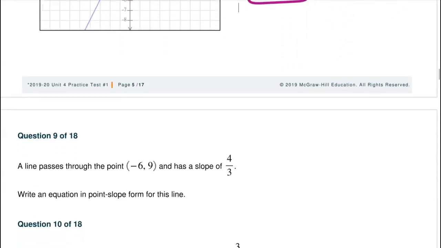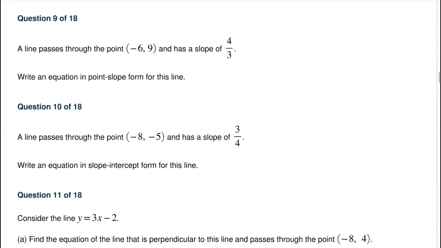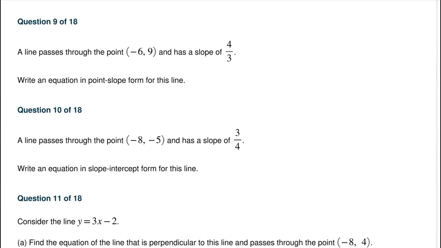Alright, we go into problem 9. The line passing through the point negative 6, 9 and the slope of 4 over 3. Write an equation in point slope form for this line. Okay, they want point slope form. So y minus y1 equal to m times x minus x1. This is point slope form. If you're not clear what slope-intercept form or point slope form is, write it down on the flashcard. So when you do the test, you will know which one to use.